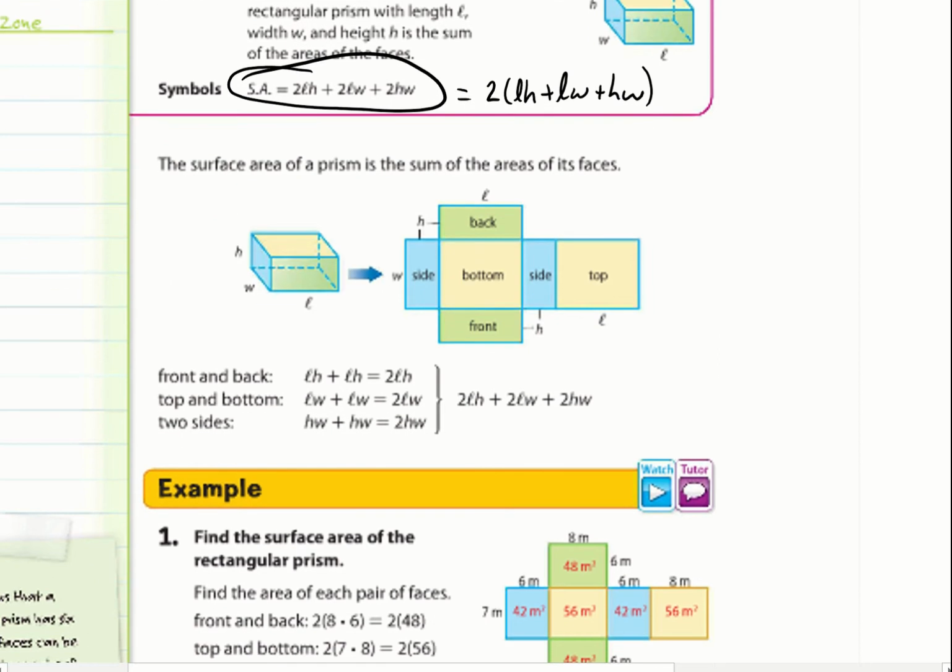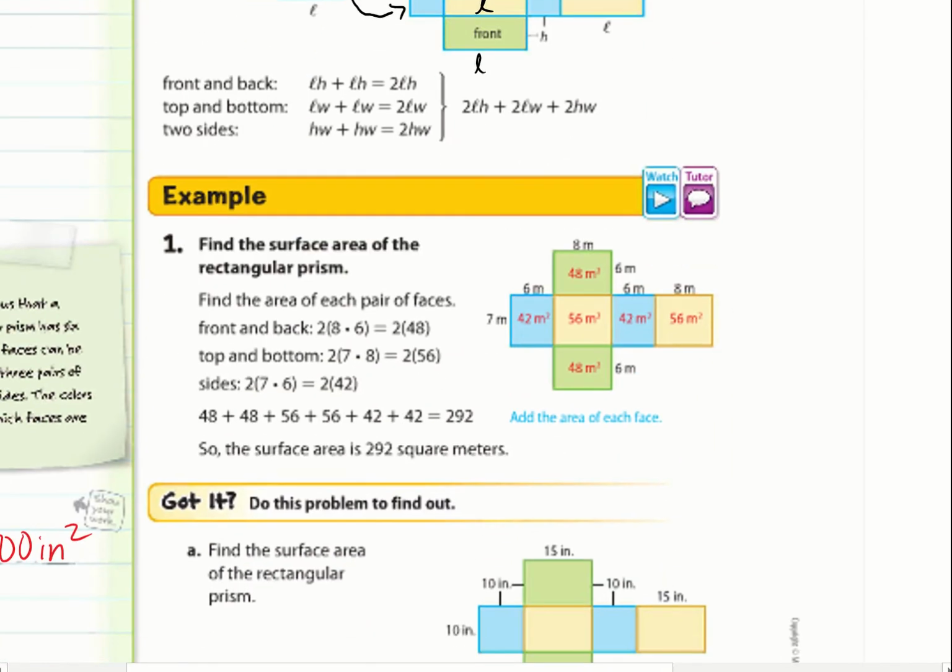Now if you look here, this is what's called a net, and this is a rectangular prism folded into a two-dimensional shape. So this bottom here is the bottom of this here. So this would be the length here, length here, width, width. This would also be the length. This would be the height. And then this would be the length and the width. So if we folded this together, we would get the three-dimensional shape.